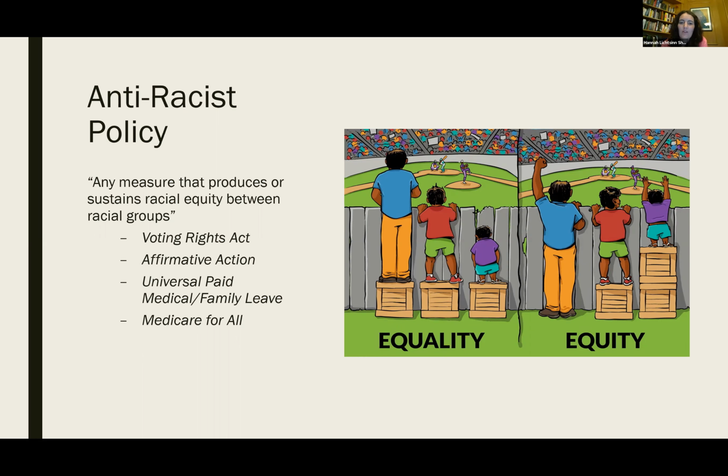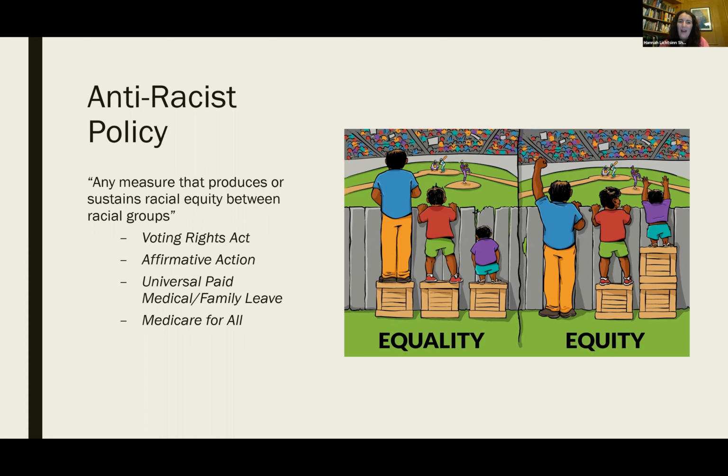That's an anti-racist policy. And as I alluded to before, universal paid medical or family leave. Again, I have paid medical leave. I have paid family leave through my employment. More white people already have access to that than Black people. So by making it universal, we are lifting up primarily the people who need the help the most. Okay, that's an anti-racist policy. Same thing with a policy like Medicare for All. There's a lot of examples.